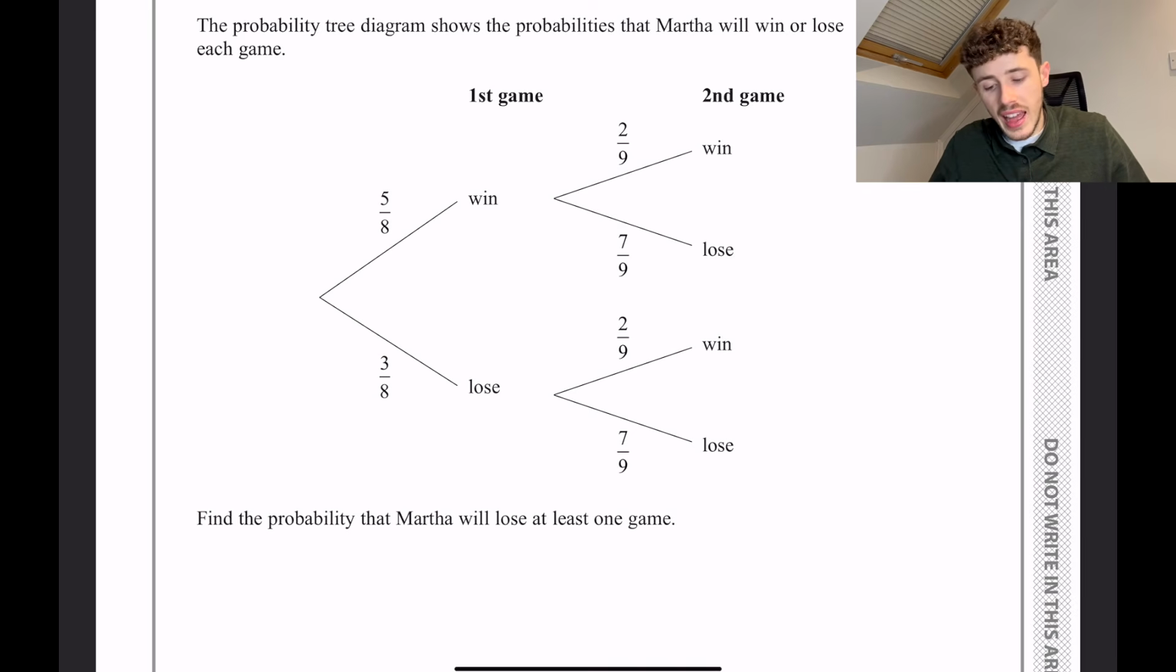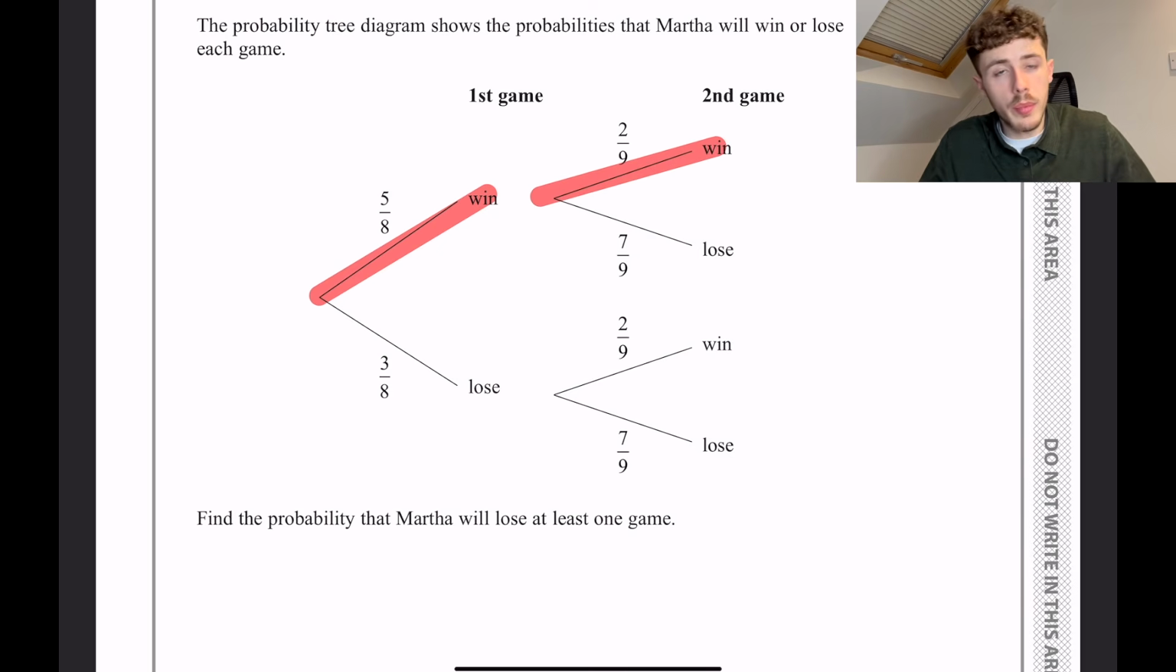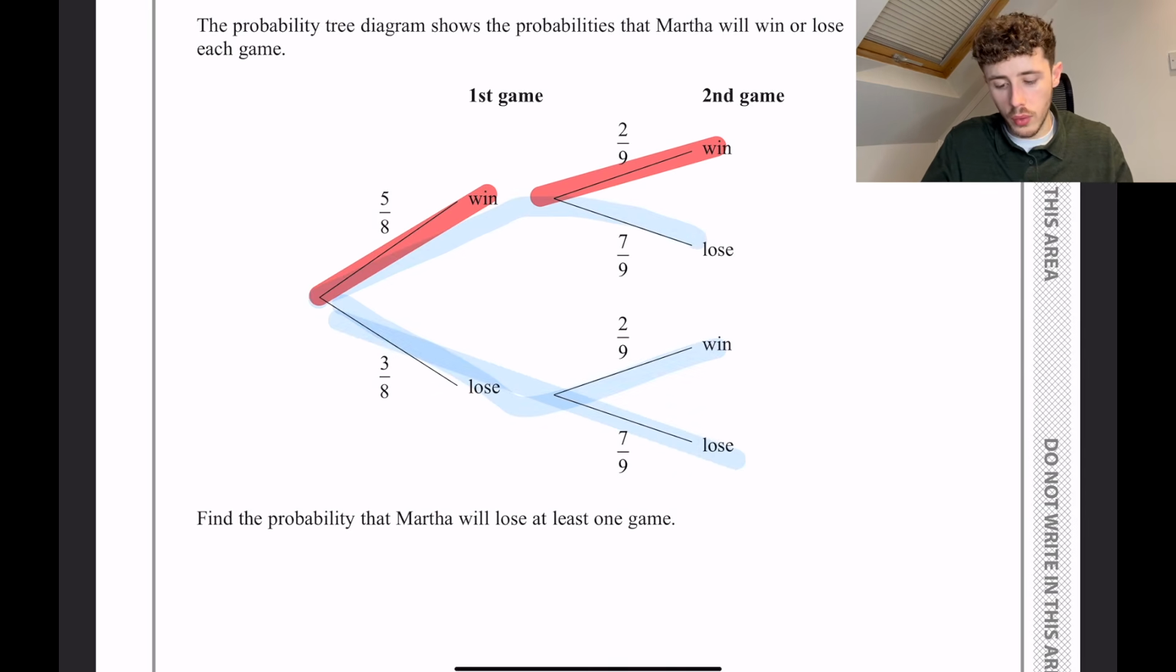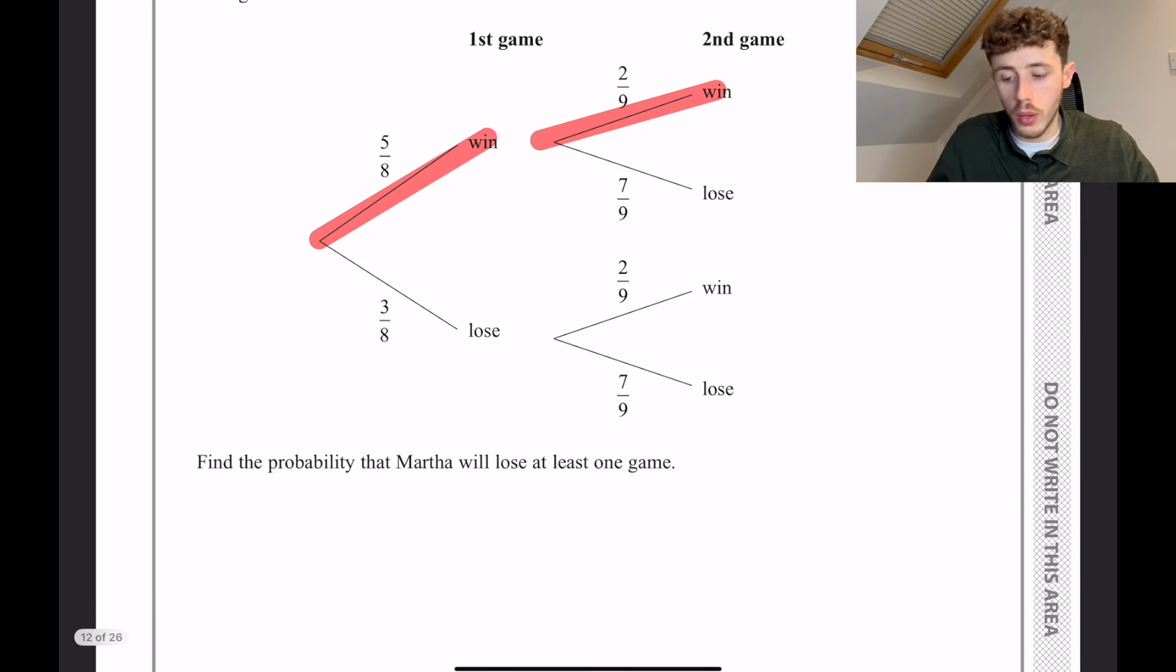So losing at least one game, that is the same as saying that Martha doesn't win both of them. So an easier way to do this is just to work out the probability of winning both of them and do one take away that. Because to satisfy this goal, you could have this path, this path, or losing both. So let's make it easier for ourselves and work out the probability of winning both.